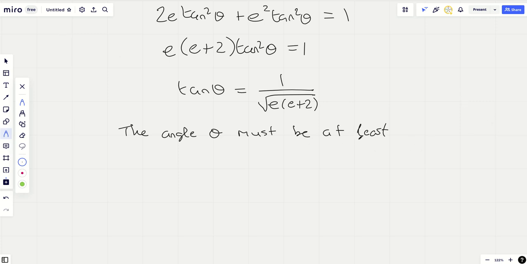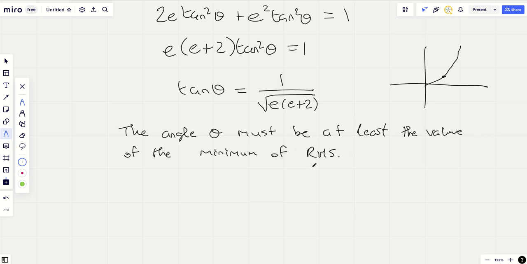Okay, so the angle theta must be at least, if this is, we're looking basically to minimise the left-hand side, aren't we? Because tan is an increasing function, yeah? So we're saying what it is at least. Well, the right-hand side, the minimum, yeah, at least the value of the minimum of the right-hand side. And what is the minimum of the right-hand side? The minimum of the right-hand side is going to occur when the bottom of this is as large as possible.